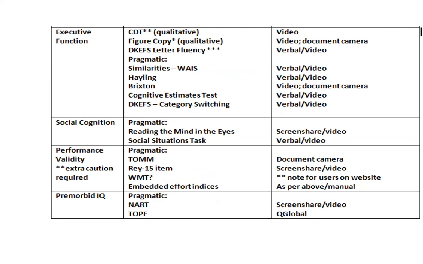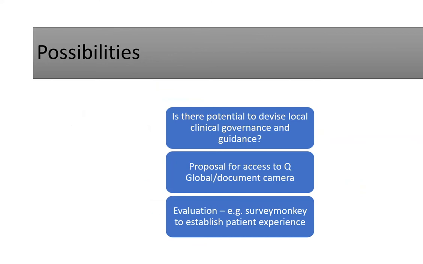Executive function and social cognition and some performance validity measures, which I expect, although I've not done any research on it, might have additional challenges at the moment. And the next slide, please. Okay. That list probably isn't exhaustive either. It was just what I had time to pull together.